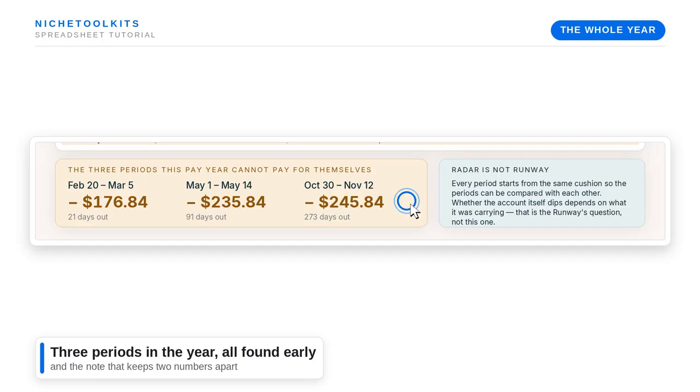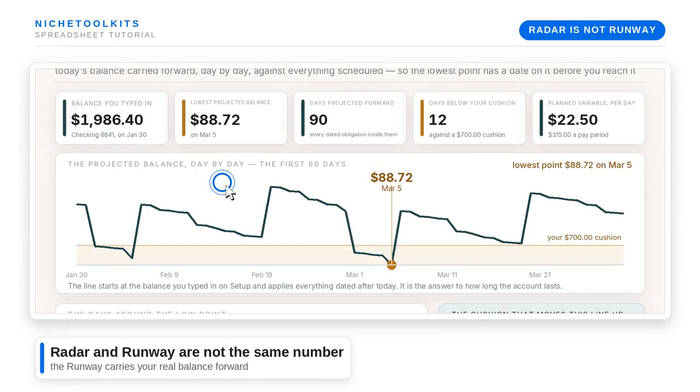Now read the note on the right, because this is the thing people get muddled. The radar gives every period the same $700 opening cushion, deliberately, so that the periods can be compared with each other. The runway does something different. It starts at the balance you actually typed in and carries it forward, day by day, which is why a period can flag short while the account itself survives. Its lowest projected point is $88.72 on the 5th of March. 2 questions, 2 tabs. Do not blur them.